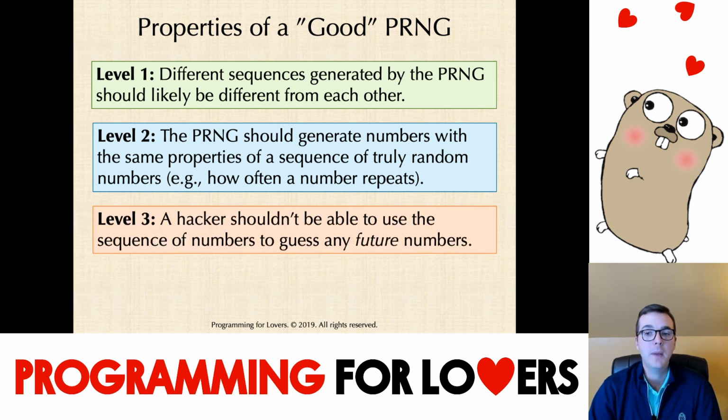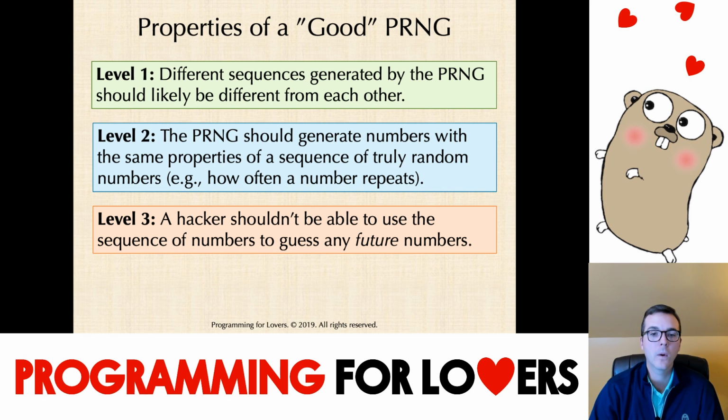The third level would be, well, you could even have these two levels and a hacker could still be able to predict it. Just because it has the properties of random number generation doesn't mean that it actually is, or that it approximates it. And the hacker still could apply some approach to predict future numbers based off of the sequence of numbers that they're given.